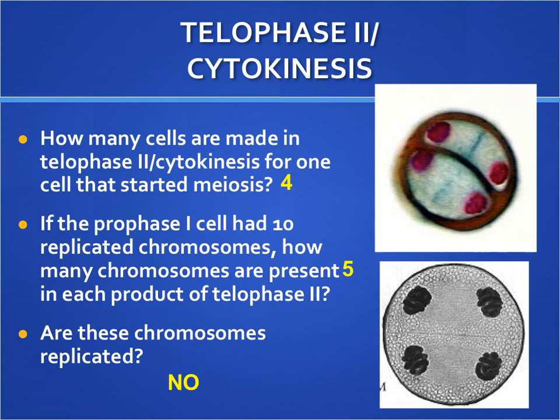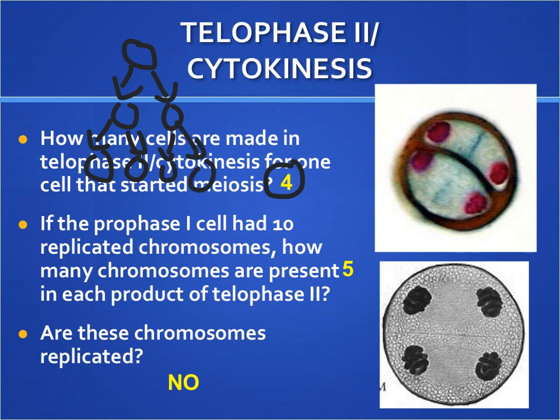And then in telophase 2, this will look just like telophase of mitosis, right? My nuclear envelopes will reform, DNA will decondense, and we'll get cytokinesis. The 2 cells will split. So if you think about, at the very end, how many cells are made for one that started in meiosis? We get 4 cells total. We started with 1 cell, that became 2 cells during meiosis 1, and then those 2 cells became 4 cells during meiosis 2.